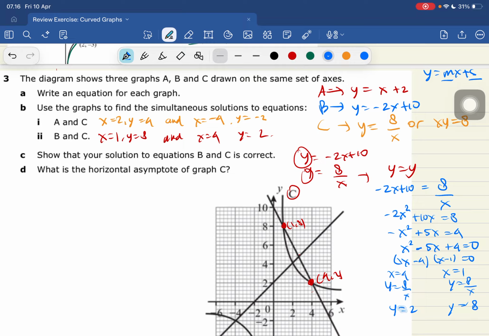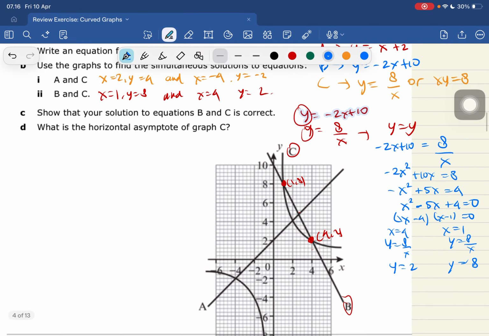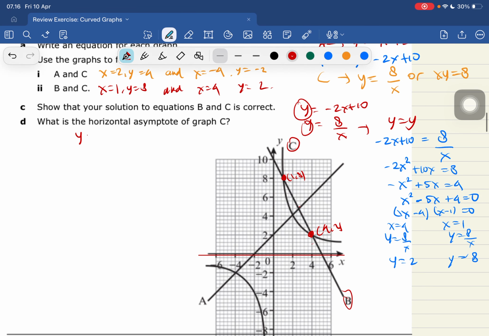D. What is the horizontal asymptote of graph C? Here it is. The asymptote is when y equal to 0. So they will never touch it. So this is y equal to 0.